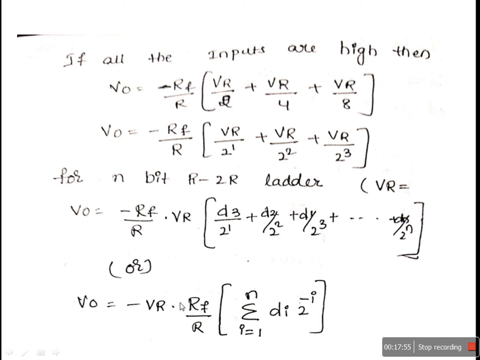So minus VR into RF by R, summation I equal to 1 to n, Di, where Di is D1, D2, up to Dn, and 2 power minus I. If I take this part into the numerator, that is 2 power minus 1, 2 power minus 2, 2 power minus 3 and so on up to 2 power minus n.